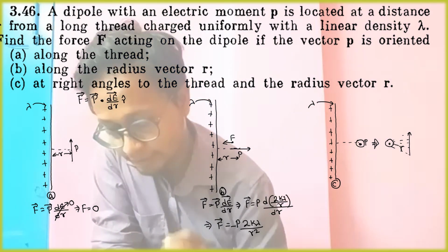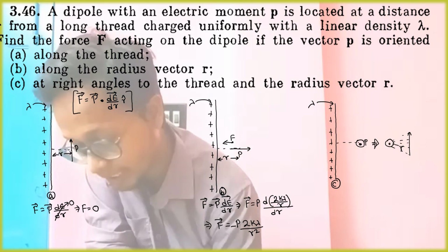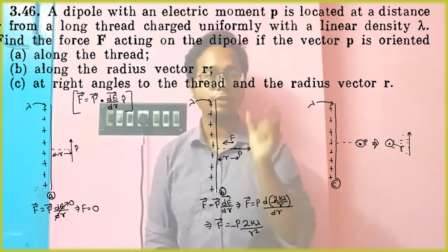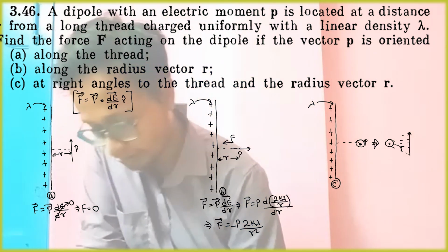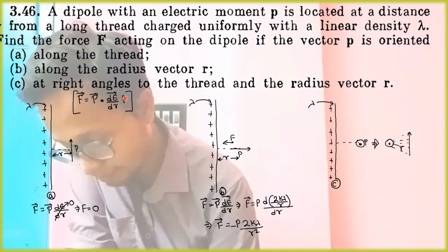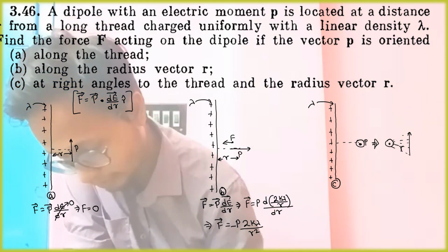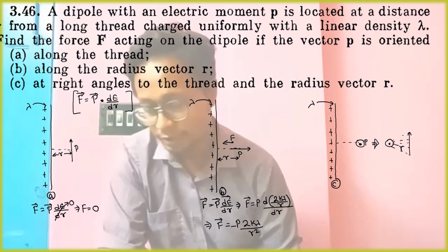This was just to show you there exists another formula for force on a dipole, which is given by P into dE by dr, the rate of change of electric field with respect to r. And the direction of this vector is nothing but r cap. Sorry, not a dot product; dE by dr should be a scalar quantity.